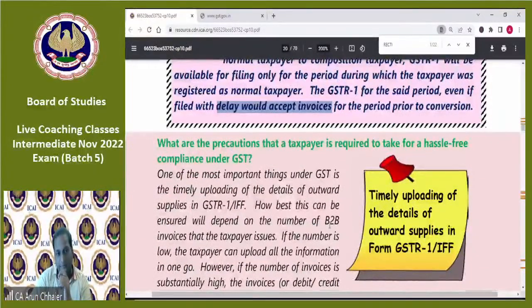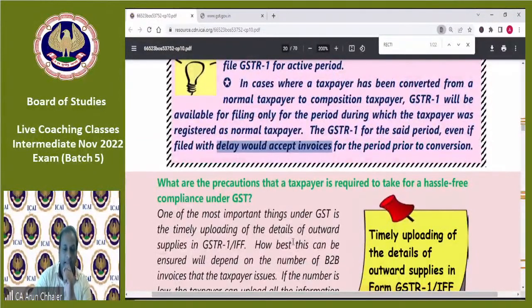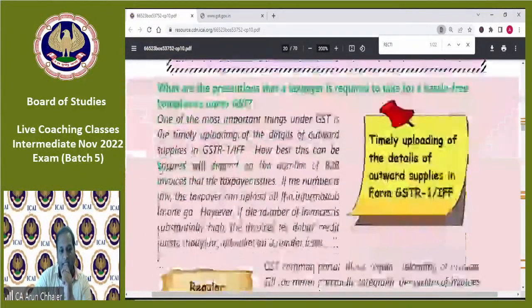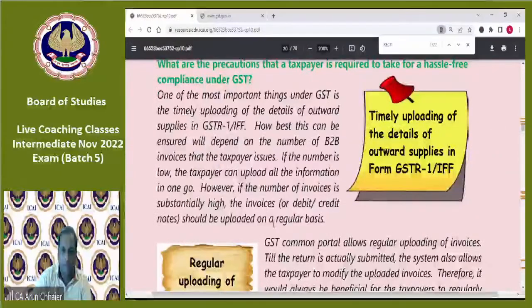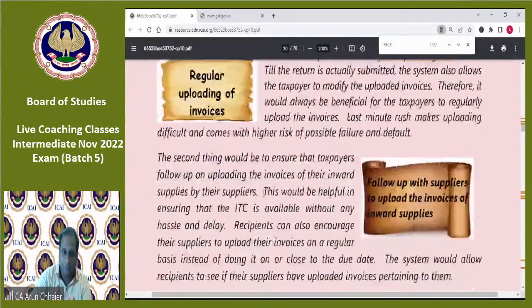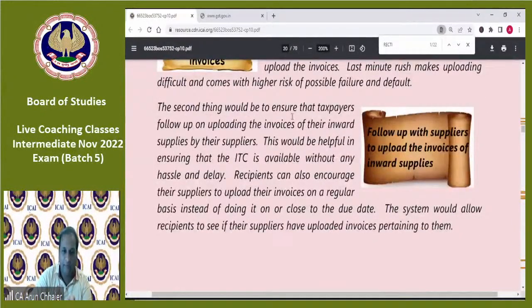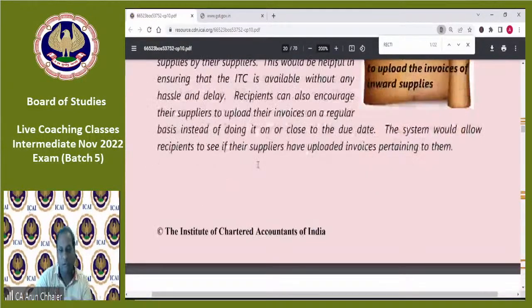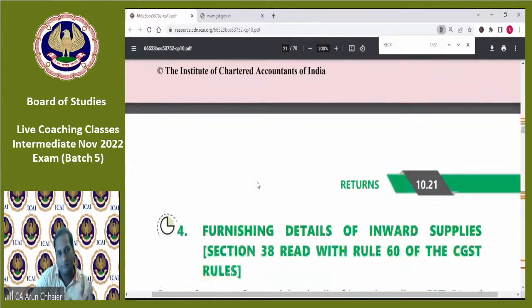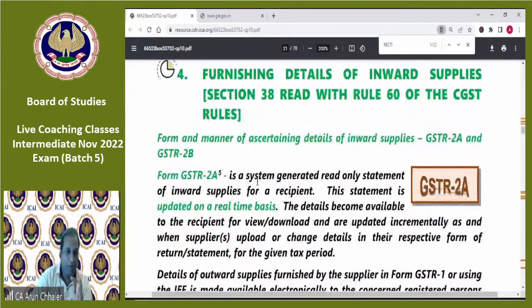It is clear. What are the precautions that a taxpayer is required to take for hassle-free compliance under GST? Timely uploading the details of the outward supplies in the GSTR1 and IFF, regular uploading of the invoices. Check the ITC on a regular basis. There is no deadline for the next GSTR, same due date, 11 or 30. Now the important concept: what is the 2A and what is the 2B?